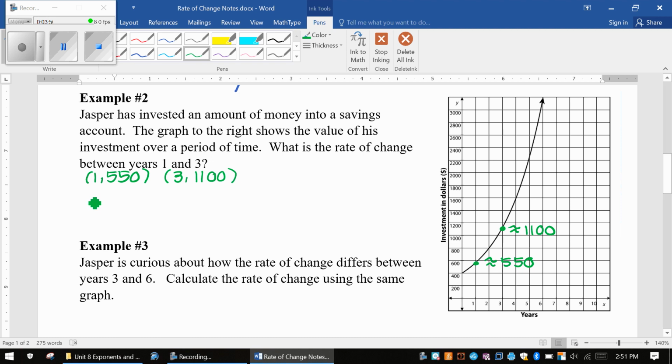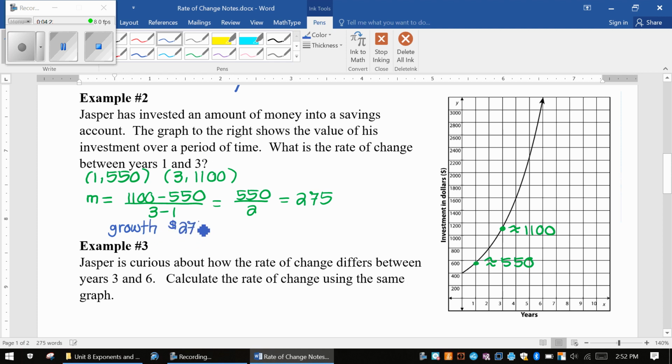Okay, so let's look at what the slope is between these 2 points, or this interval between years 1 and 3. So 1,100 minus 550 over 3 minus 1 is going to be 550 over 2, which is 275. So what does this mean? This means a growth of $275 per year.